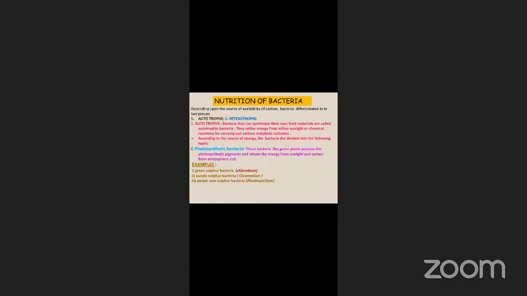The major two types, autotrophs and heterotrophs. You know autotrophs. Autotrophs means the plants. Autotrophs, for example plants, prepare their own food.